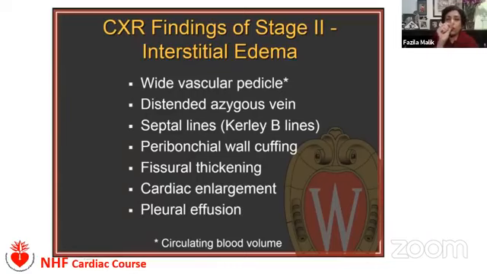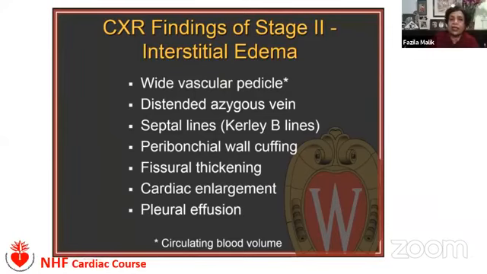There is a small dot-like structure in this vascular pedicle, which is the azygous vein, usually very inconspicuous, but this becomes very distended. You start getting the septal lines. There is peribronchial wall cuffing. So there, the bronchi become prominent, and there is opacity around this, which is also known as a donut sign. The fissures become thickened.